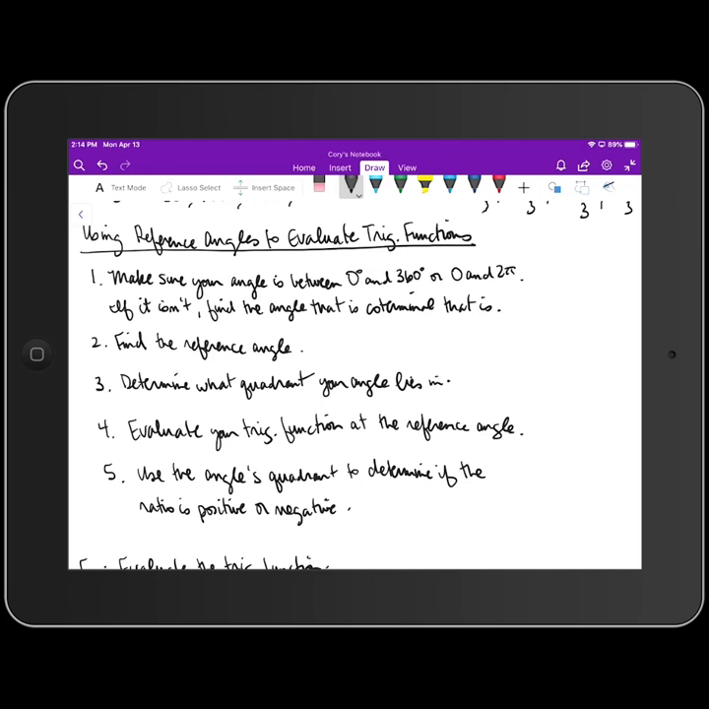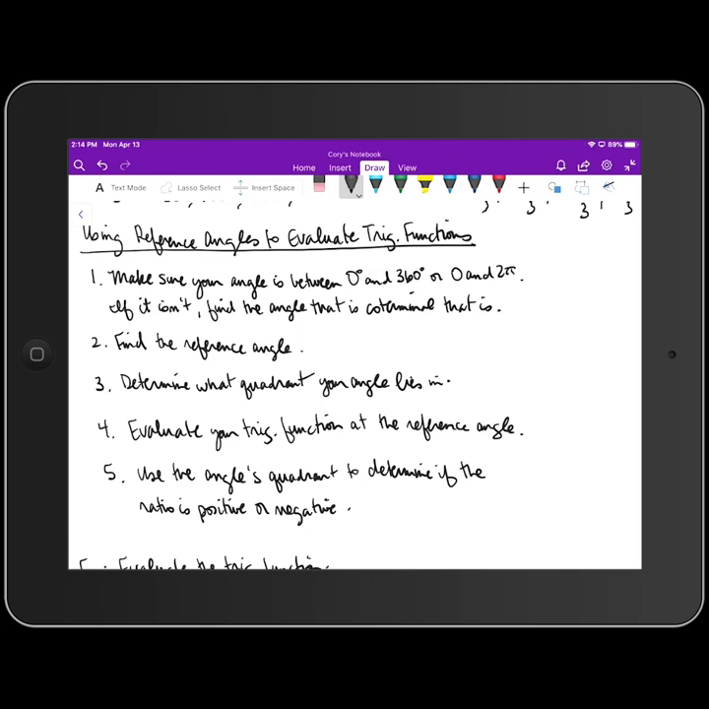Okay, so we're next going to use reference angles and reference triangles to evaluate trig functions. There's a 5-step process that you want to use with reference angles to evaluate trig functions. Step 1 is to make sure that your angle is between 0 degrees and 360 degrees, or if we're talking about radian measure, between 0 and 2 pi.